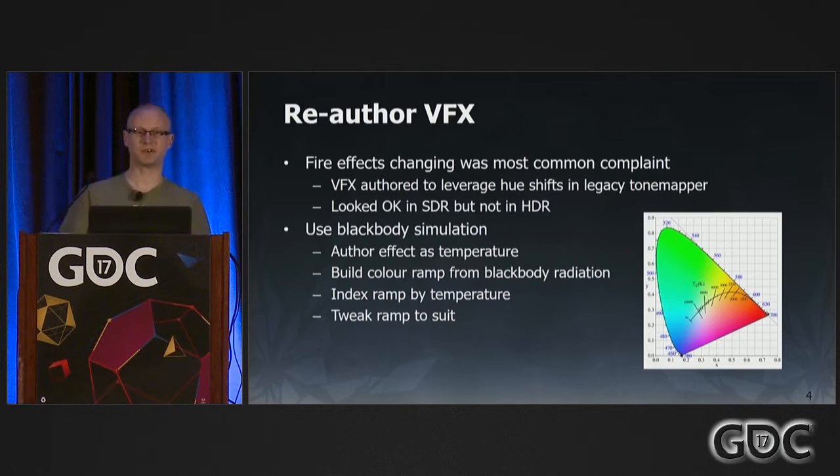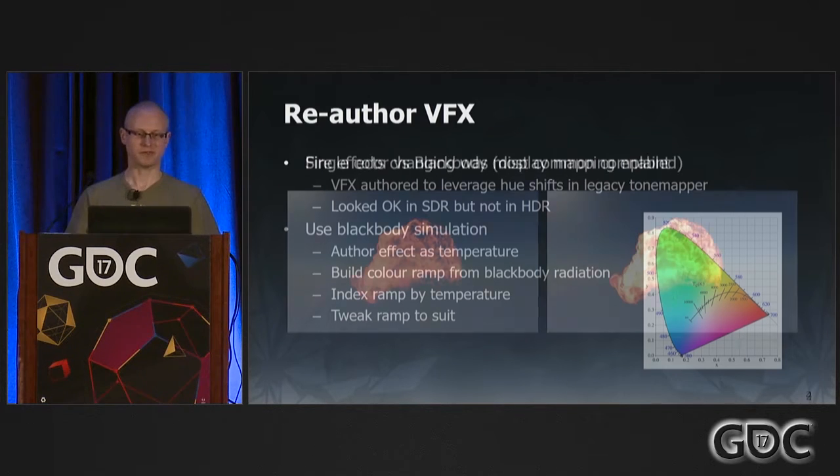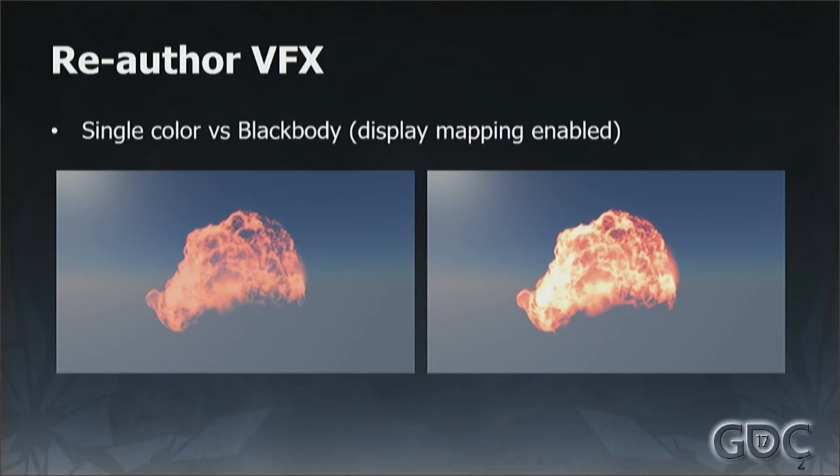And we decided to use black body simulation. For those that don't know, you effectively author the effect as a temperature, and then you author a color ramp, which is derived from black body radiation, index the ramp from the texture, and then tweak the ramp to suit you. So this is the original display mapped, horrible orange one on the left. And on the right is the black body simulation. And these are both using the display mapper.